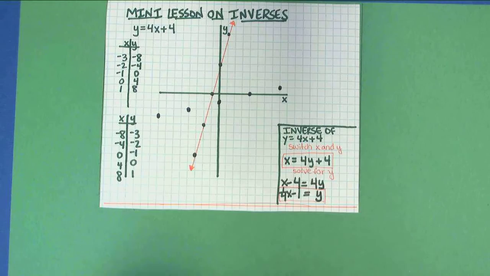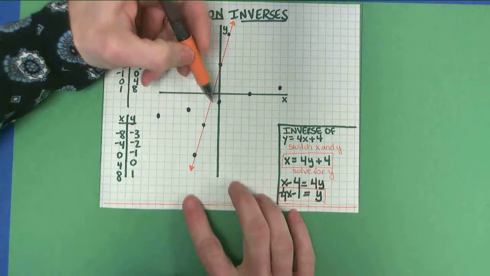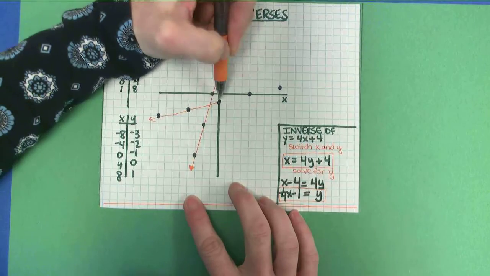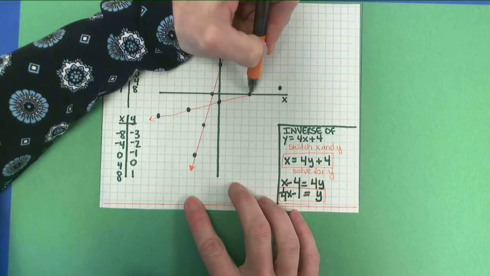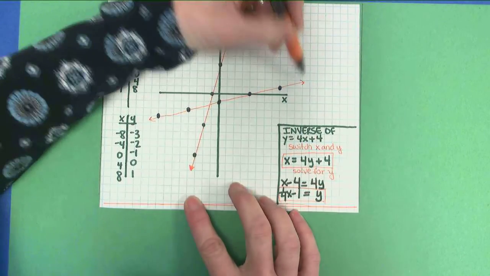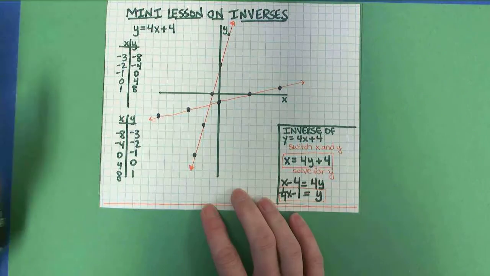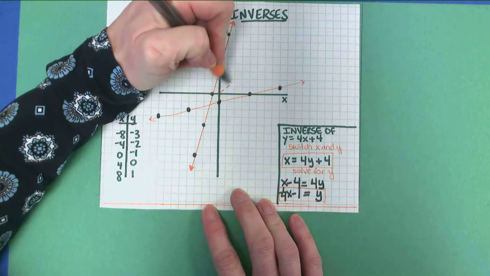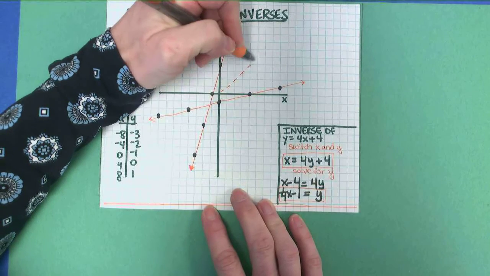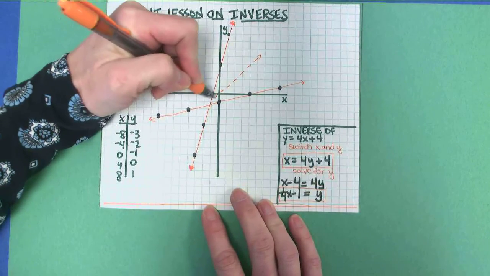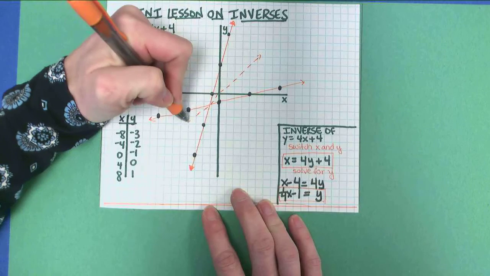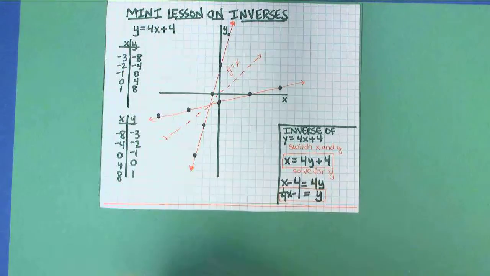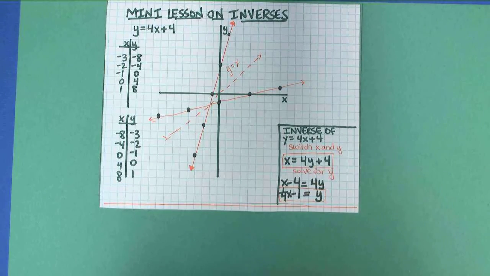So if I draw that line, that's going to represent the inverse. And I'm hoping that from your prior math studies, you remember that when you graph two inverses, they will be mirror images across the line y equals x. So if I graph the line y equals x right here, these lines should look like a mirror image across that line. So that's just a mini lesson on inverses.